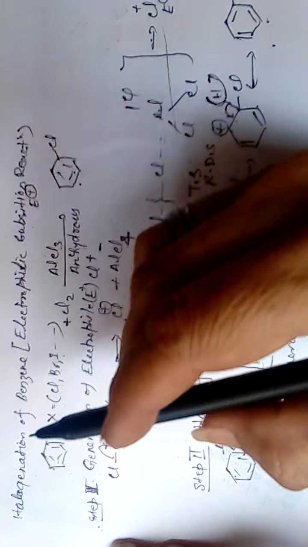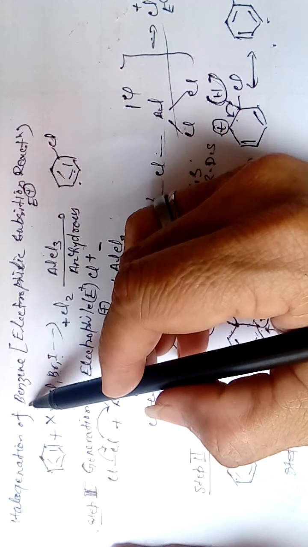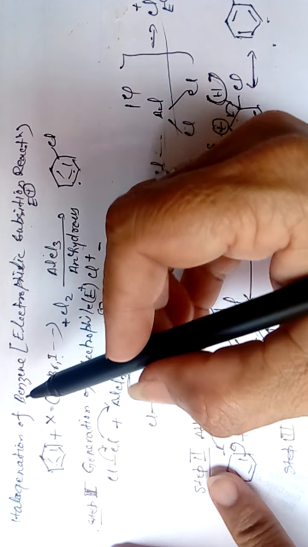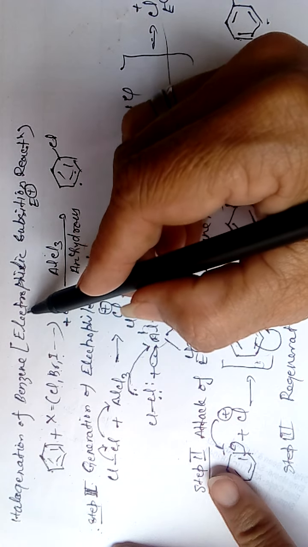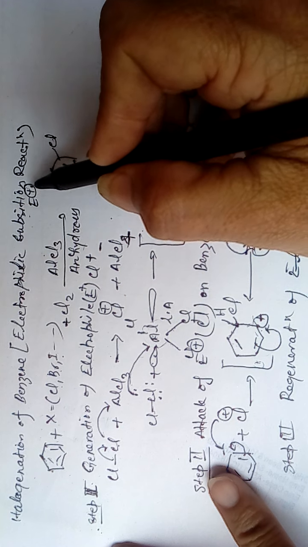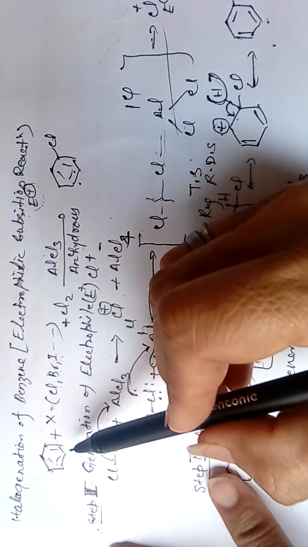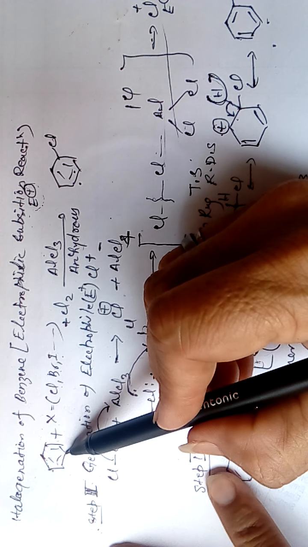Hello guys, in this video I am going to explain halogenation of benzene. Halogenation of benzene is an electrophilic substitution reaction. That means an electrophile is substituted on a benzene ring or its derivatives.